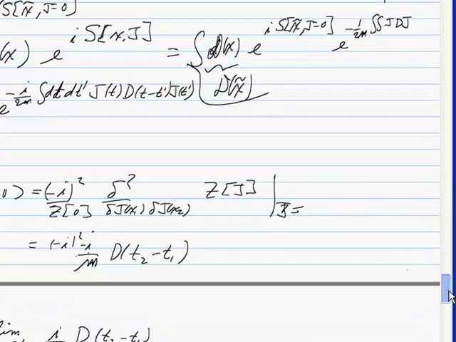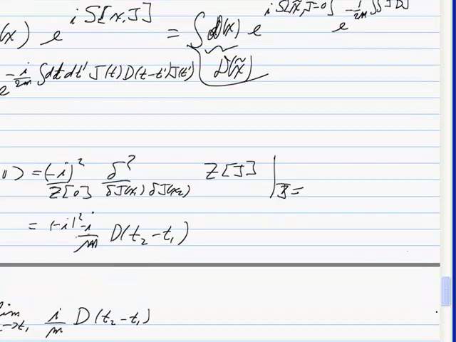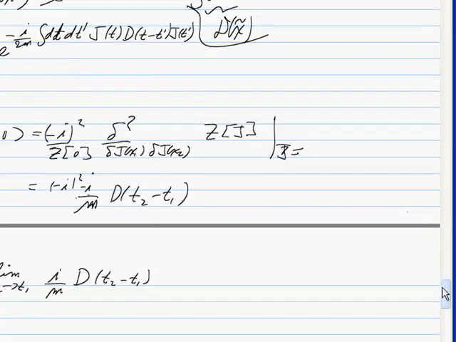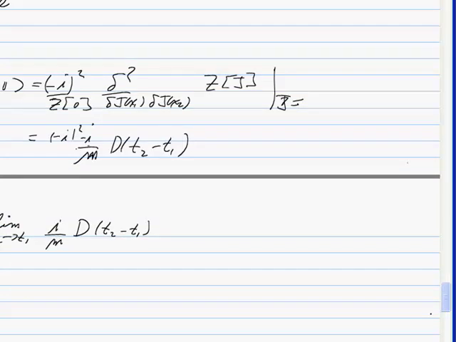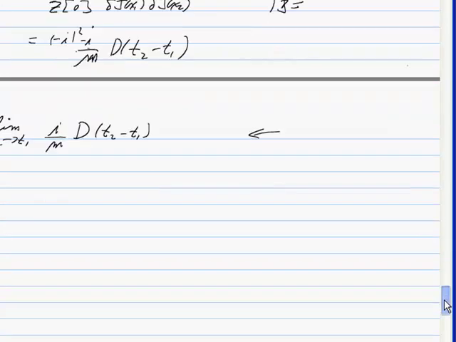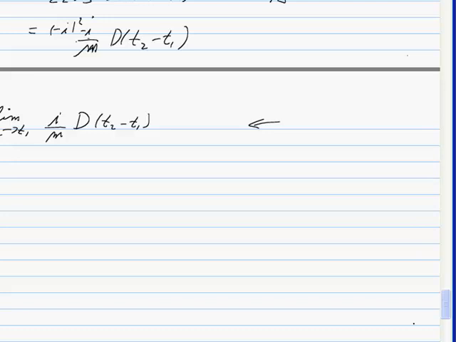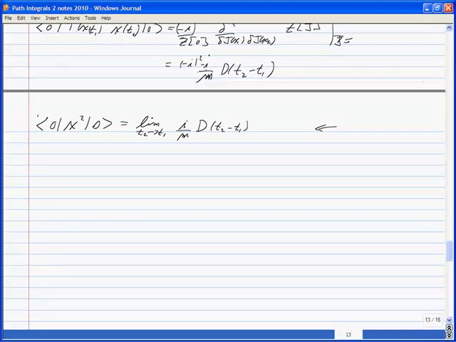Okay, why was there no 2? Because when I take that first differentiation with respect to j, there are 2 j's I could differentiate, either this one or that one. It cancels that factor of 2. So we get that by doing it in our heads. Okay, so if I want this expectation value, I have to calculate d in that limit.